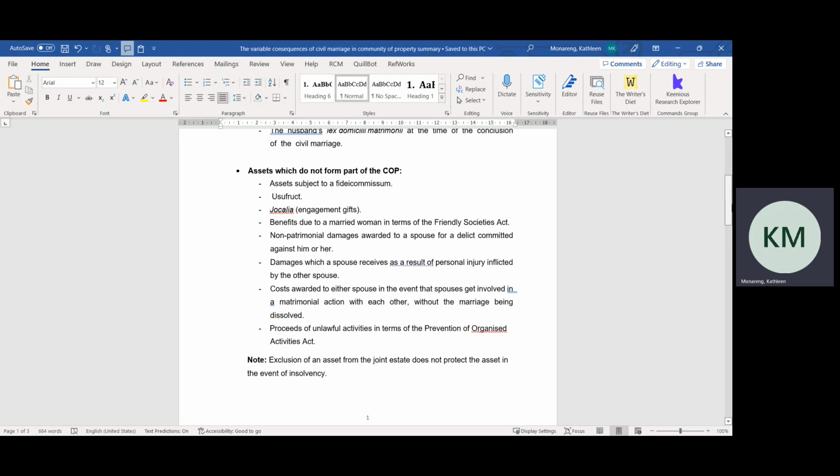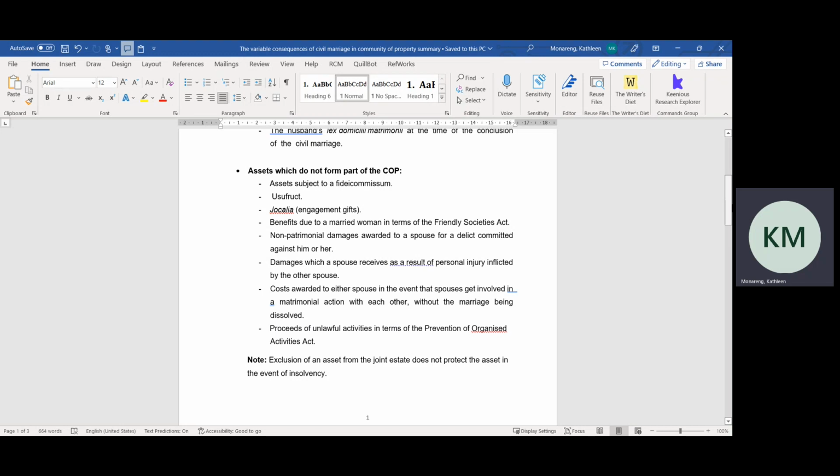So the non-patrimonial damages must be awarded during the existence of the COP marriage. Then continuing, damages which a spouse receives as a result of a personal injury inflicted by the other spouse, and the costs awarded to either spouse in the event that spouses get involved in a matrimonial action with each other without dissolving the marriage. Those damages do not form part of the joint estate.